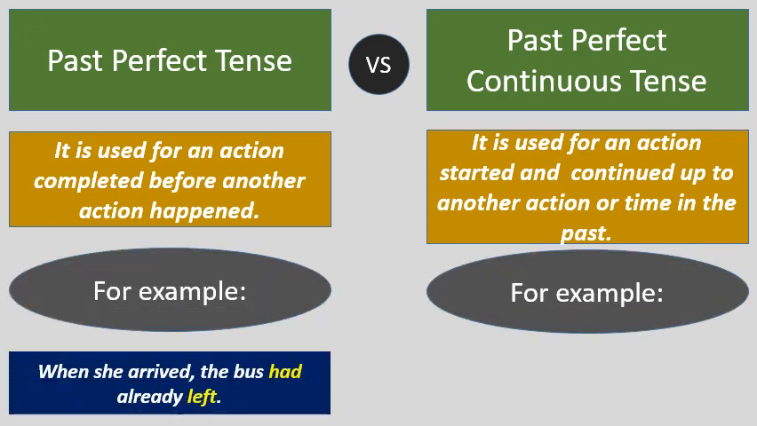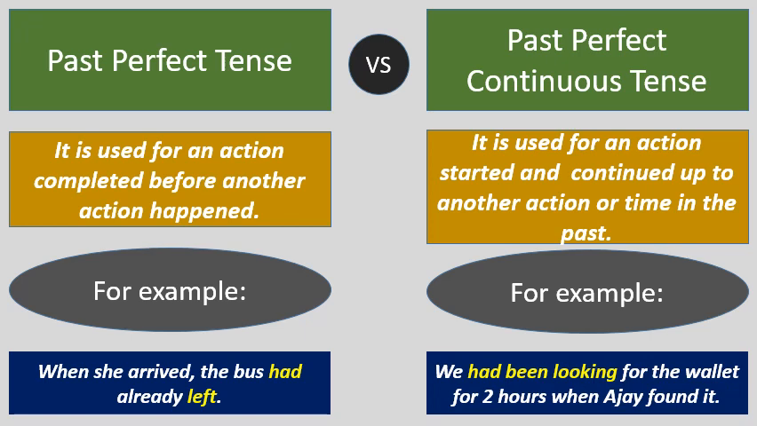The example of past perfect tense is, when she arrived, the bus had already left. The example of past perfect continuous tense is, we had been looking for the wallet for 2 hours when Ajay found it.